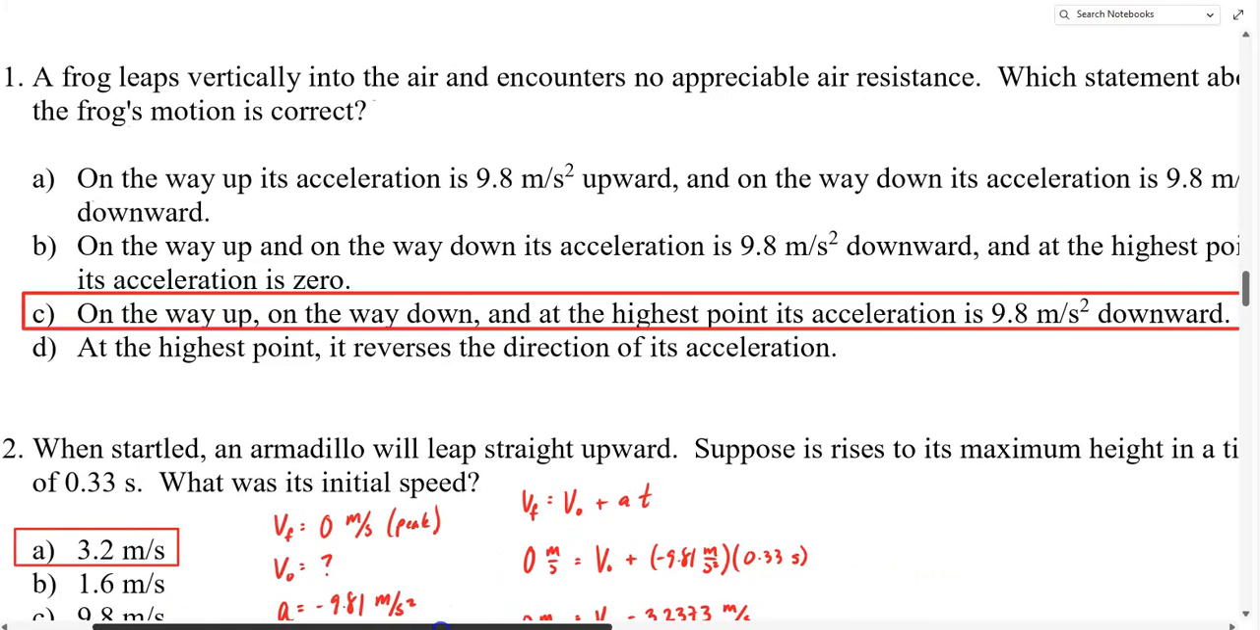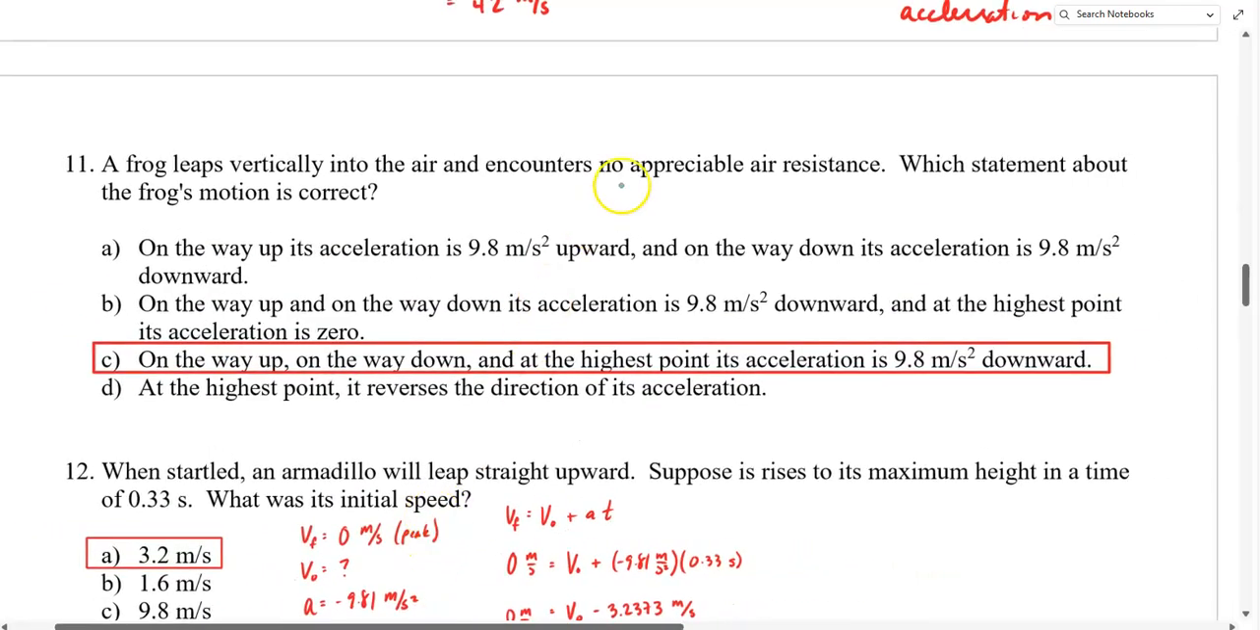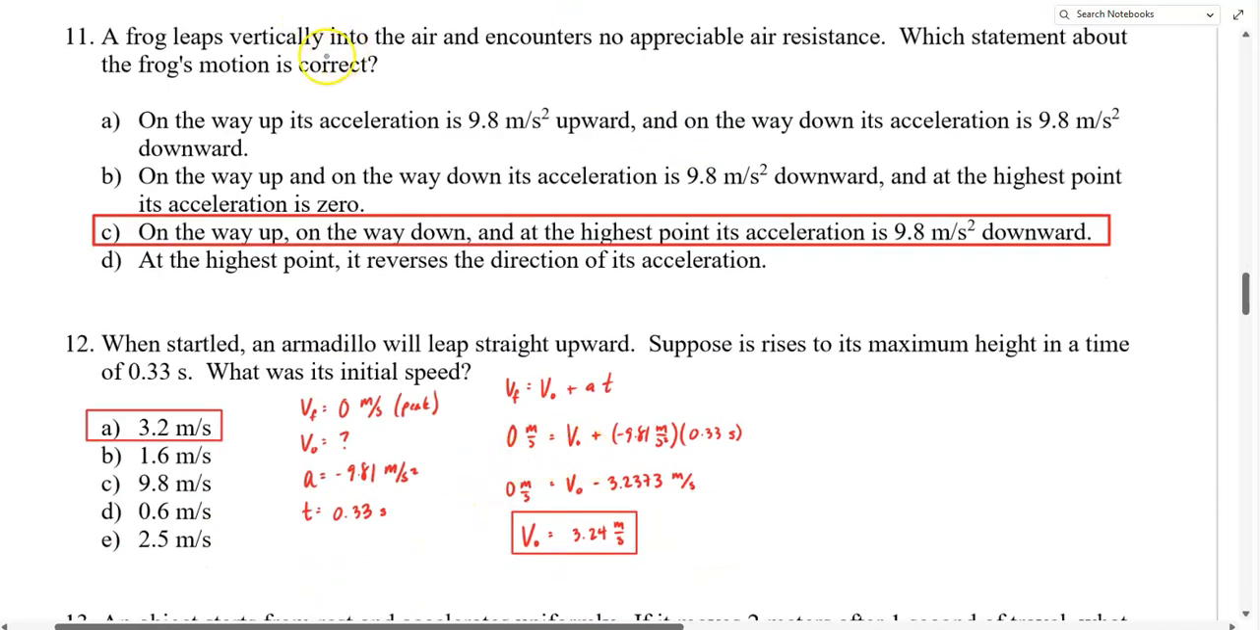On number 11, we're talking about a frog that jumps vertically and encounters no air resistance. So we're in this ideal situation. The answer options are making you think about acceleration and how that's experienced by the frog throughout. So even though the frog leaps upward and has some velocity, eventually the velocity comes to 0 and then the velocity increases on the way down. This isn't a question of velocity, it's a question of acceleration.